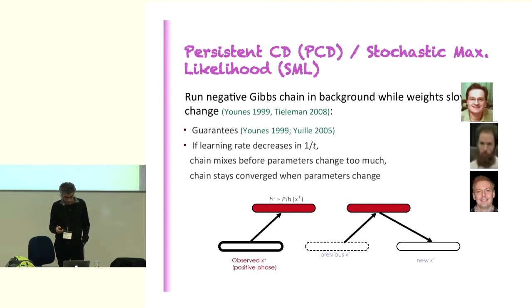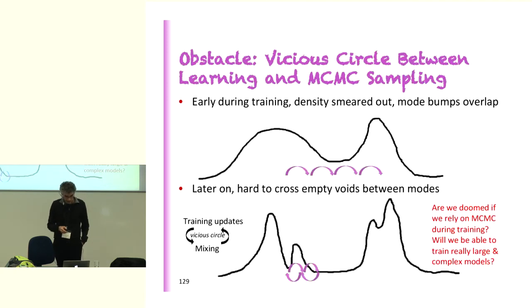And for PCD, it's similar, but we're just going to have our data, compute the H for it, use that for pushing down on the energy at location X plus, and then we have our chain, which we're going to update by 1 or k steps to give us a new X minus, and we're going to do the same thing with the reverse sign for that example. Okay, so that's nice, but something bad happens.